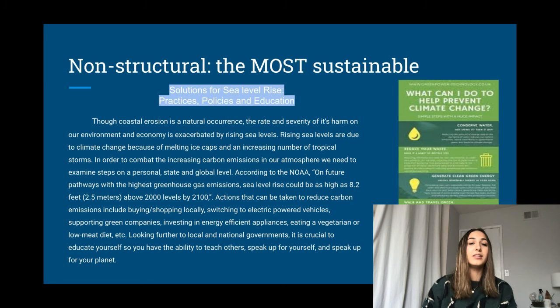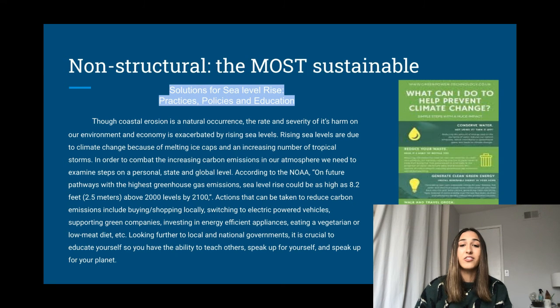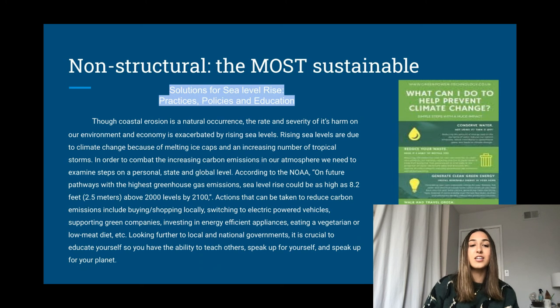In order to combat the increasing carbon emissions in our atmosphere, we need to examine steps on a personal, state, and global level. According to NOAA, on future pathways with the highest greenhouse gas emissions, sea level rise could be as high as 8.2 feet above 2000 levels by 2100. Actions that can be taken to reduce carbon emissions include, but are not limited to, buying and shopping locally, switching to electric-powered vehicles, supporting green companies, eating a low-meat or vegetarian diet, and etc.